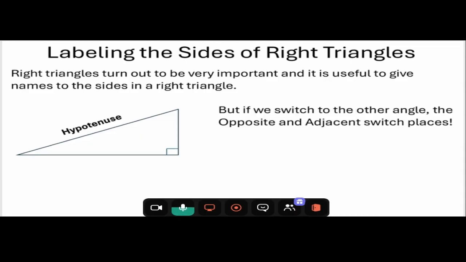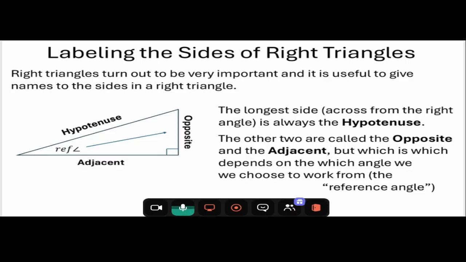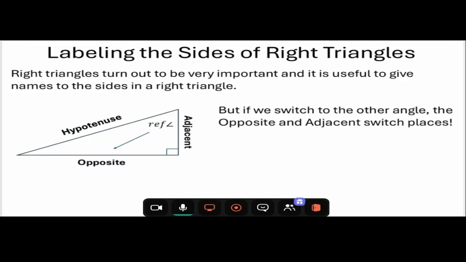But if we switch to the other angle up there, if that's the angle we decide it's going to be most useful to work from for whatever question you're looking at, then notice the opposite and adjacent switch places with each other. The opposite is the one across from the reference angle. The adjacent is that third leftover one. So they're opposite and adjacent in those positions if this is our reference angle.